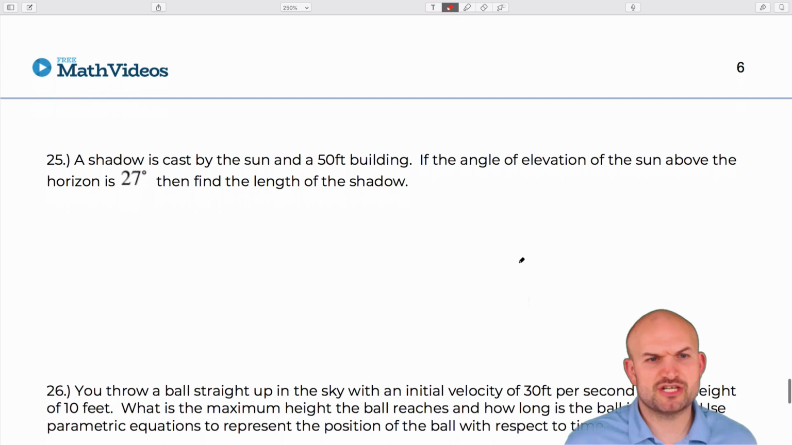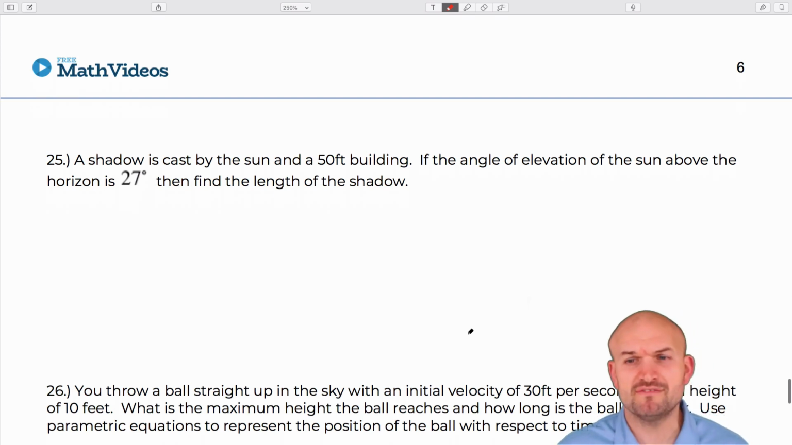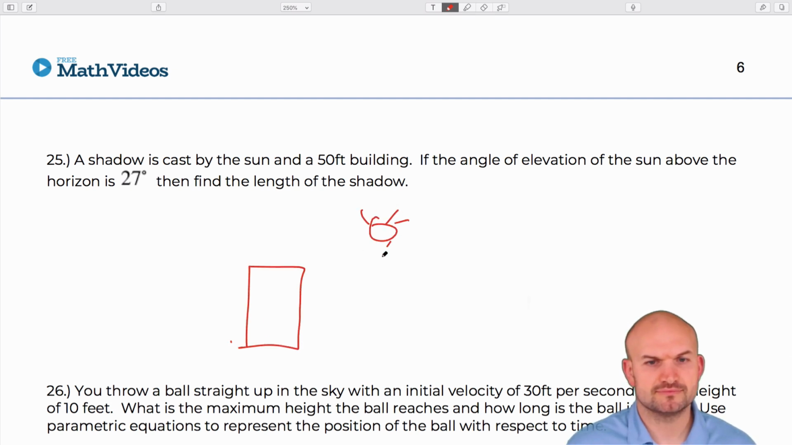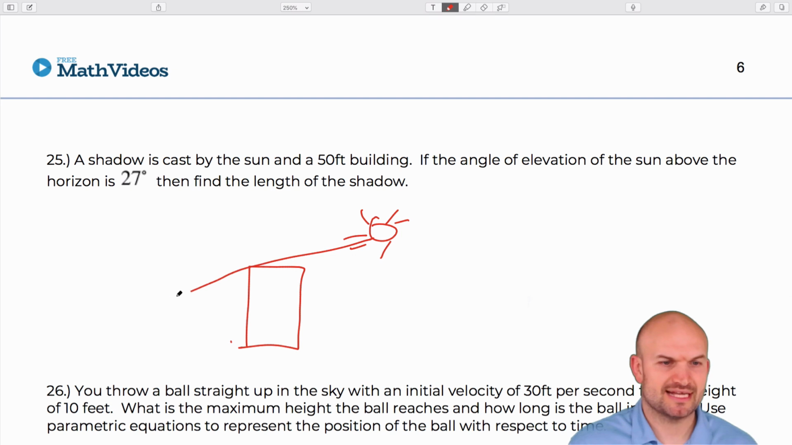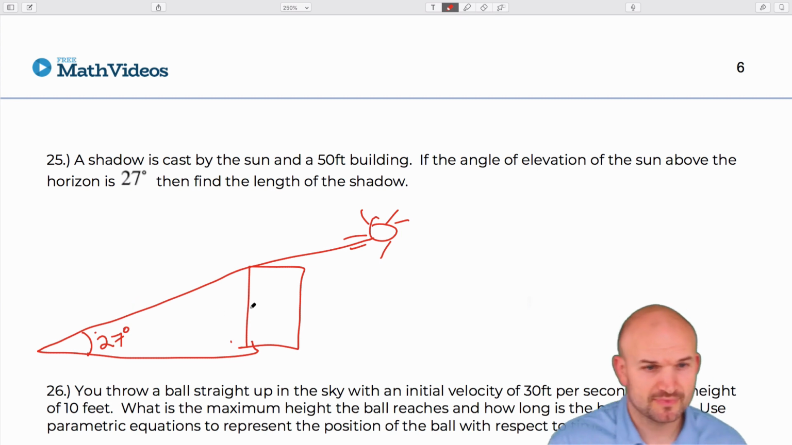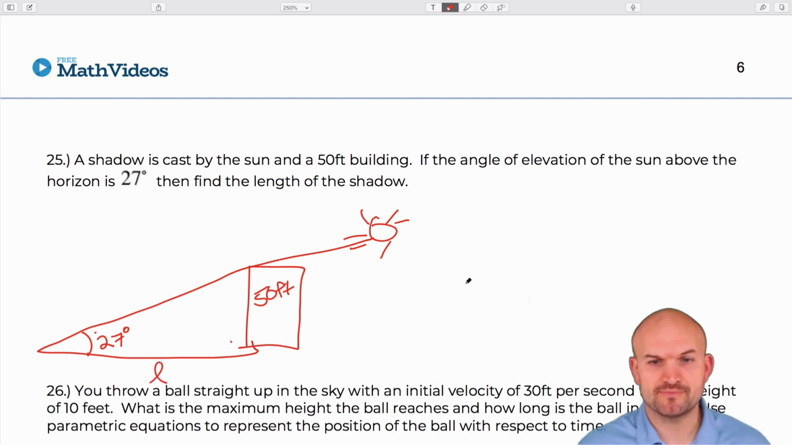The next one says a shadow is cast by the sun and a 50-foot building. If the angle of elevation of the sun above the horizon is 27 degrees, then find the length of the shadow. So we have a building, and we have the sun, right? It's going to be casting a shadow here. The angle of elevation of the shadow is 27 degrees. The building is going to be 50 feet tall, and we're looking for the length of the shadow.